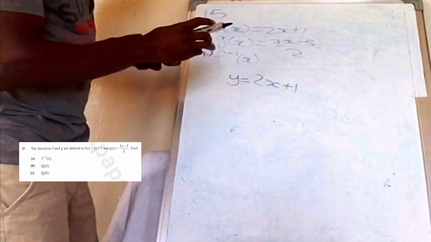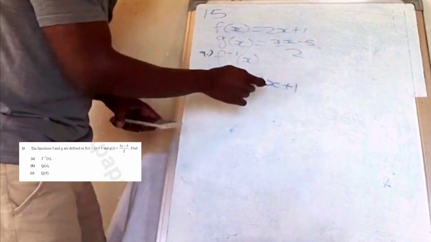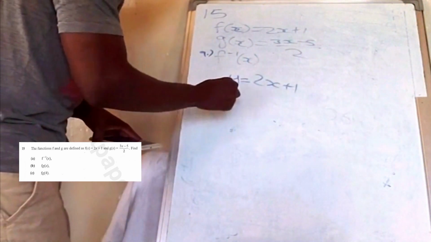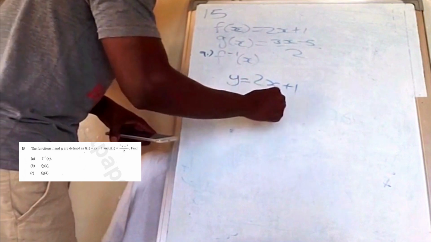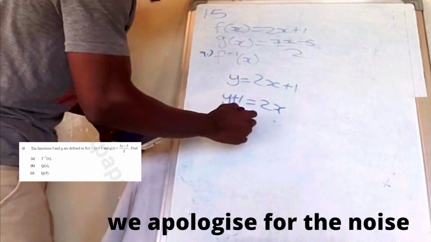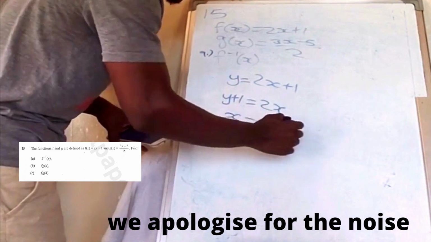Y equals 2x plus 1. Then you make x the subject of formula. So this one goes to the other side. You have y plus 1 equals 2x. We divide both sides by 2 to get x equals (y plus 1) over 2.